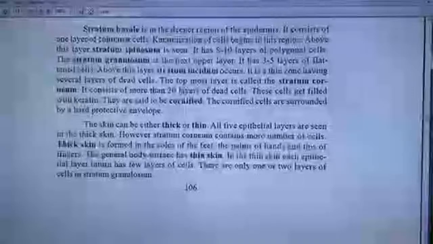Stratum basale is in the deeper region of the epidermis. It consists of only one layer of columnar cells. Keratinization of cells begins in this region. Above this layer, stratum spinosum is seen. It has 8 to 10 layers of polygonal cells. The stratum granulosum is the next upper layer. It has 3 to 5 layers of flattened cells.